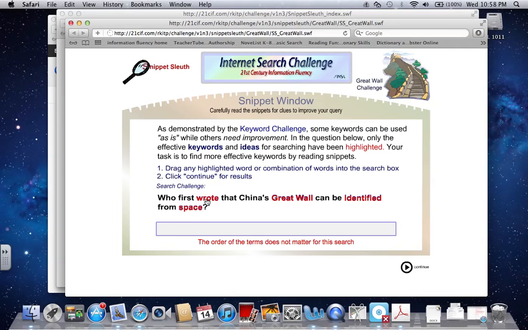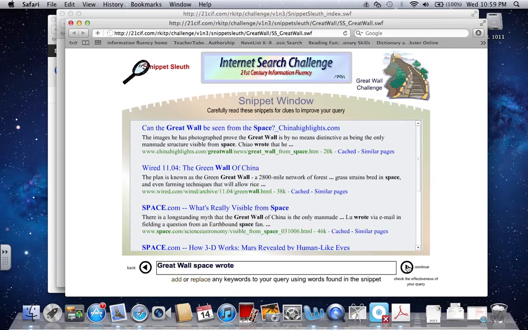Let's say that we're going to use wrote, we're going to use Great Wall, and space. You might disagree with my choices, but let's see what happens. You might think we don't need one of those, or you might think we need another one. Okay, let's read the snippets. We're not going to click on these. They're not actual links. This is just giving us practice reading snippets.